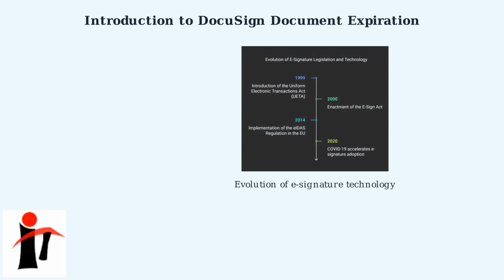The need for document expiration has evolved alongside e-signature technology. From early legislation like the e-Sign Act to modern AI-driven features, expiration ensures secure and compliant digital workflows.